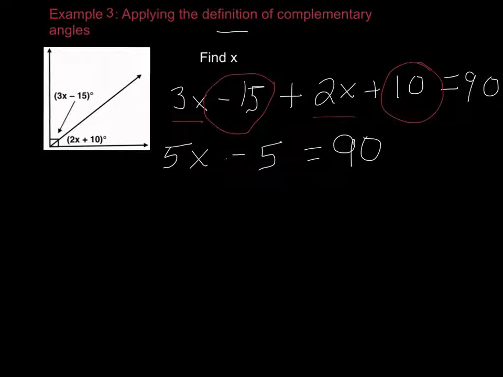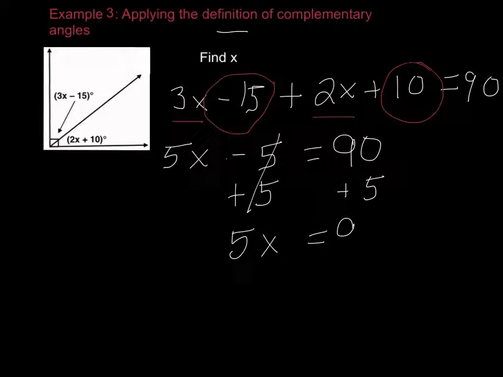All right, so now it's a simple two-step equation. I know I'm using the reverse order of operations, so I'm going to add 5 first to both sides. When I do that, I now have 5x on the left, and 90 plus 5 is 95. Then I'm going to divide both sides by 5.